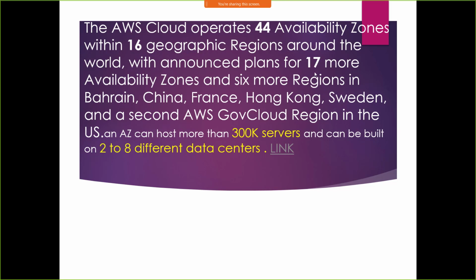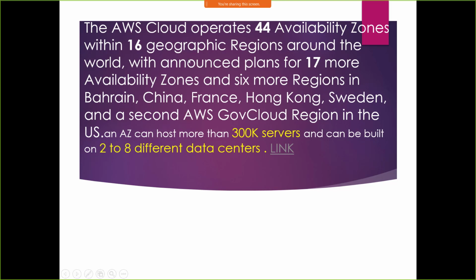Okay, so we have AWS Cloud operates 44 availability zones, 16 geographic regions around the world, with announced 17 more availability zones and 6 more regions in Bahrain, China, France, Hong Kong, Sweden, and a second GovCloud. What is GovCloud? It is government cloud. So governments are putting their critical data in AWS Azure cloud. This means they are that secure that large companies and banks and then smaller companies, medium-sized companies are also going for that cloud, and they really need you to know that, right?